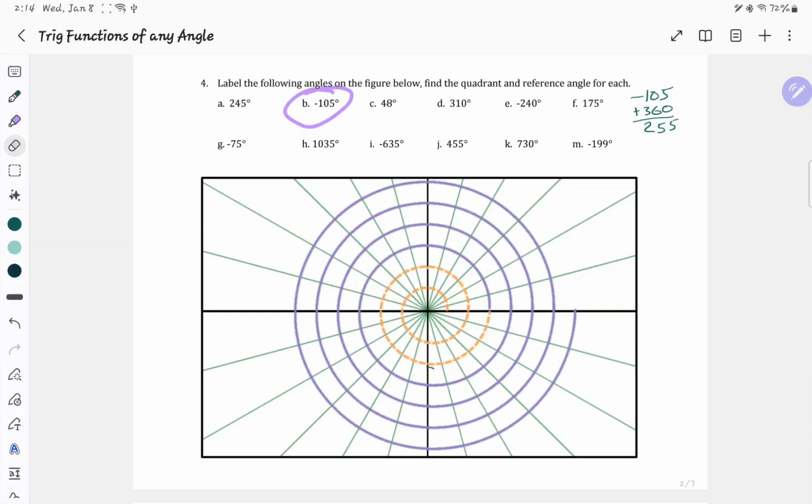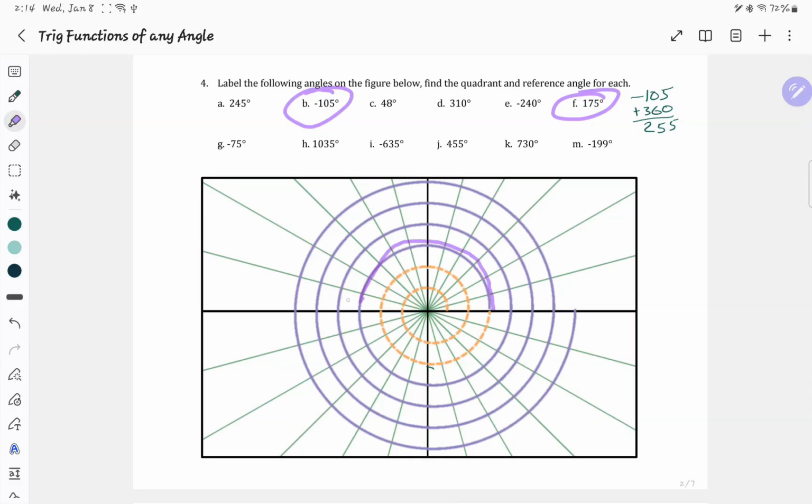Let's go and try this 175. Let's try that guy. So 175, right? This is almost to 180, but not quite. So we're going to go around, almost to 180, but not quite.